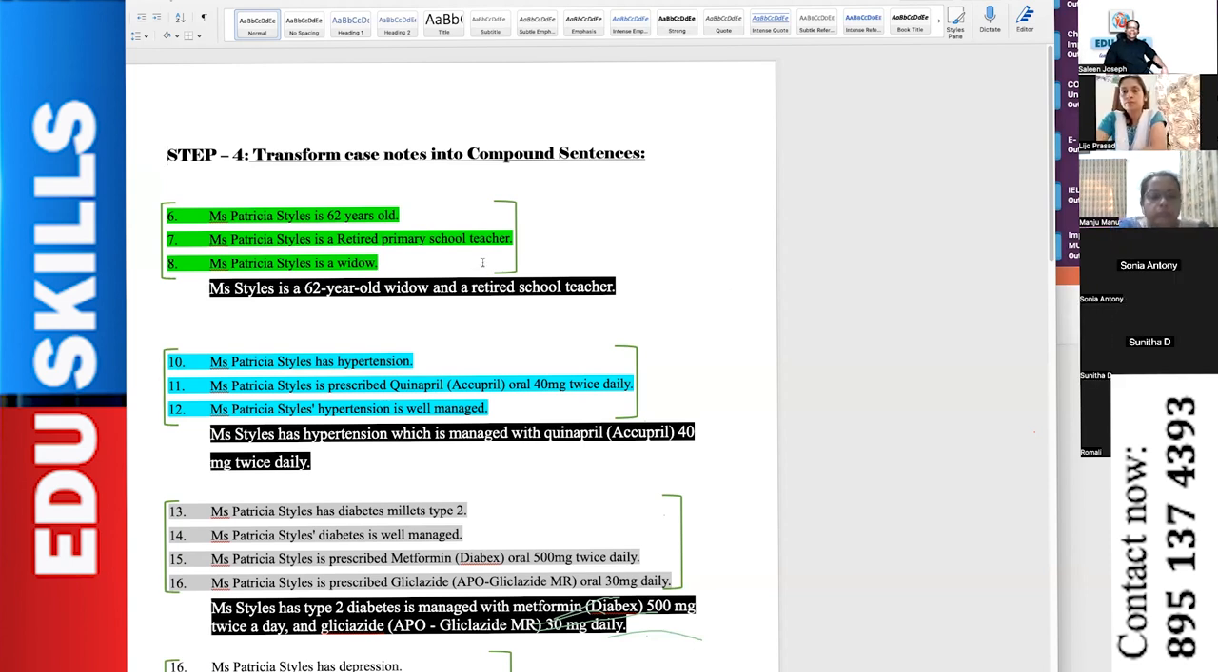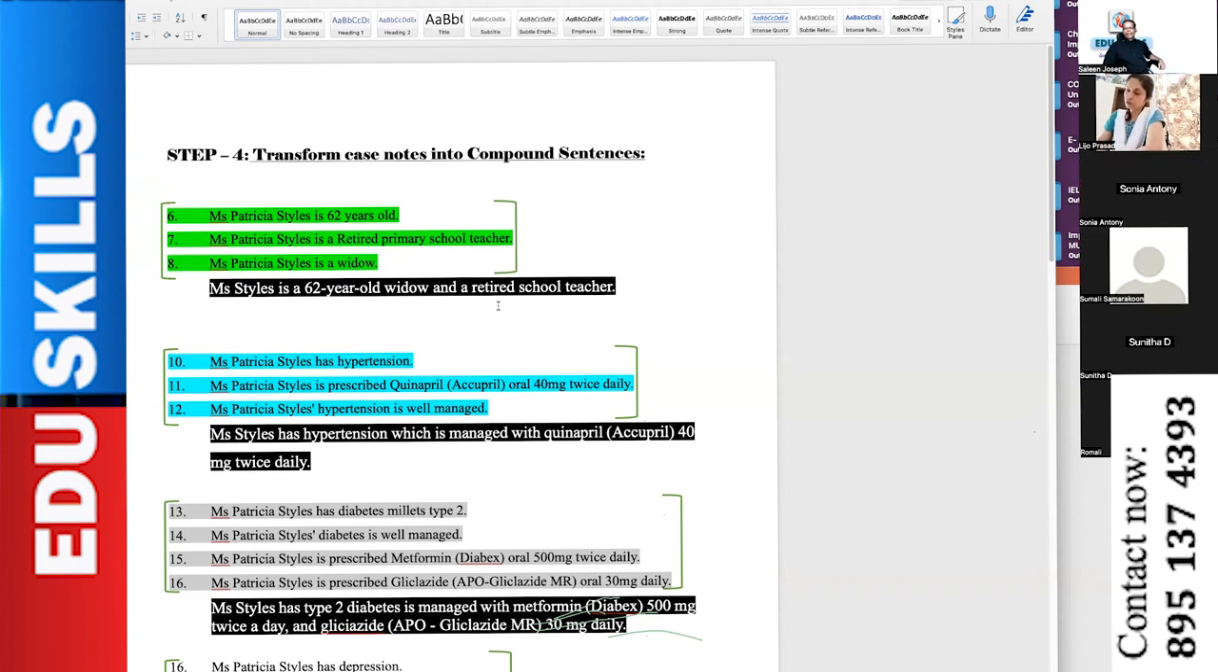Yes, father. Okay, now you see, you need not take all the sentences because the name and all those things you need not combine. So the introductory paragraph I have not taken. Just to show you, I have taken 6th, 7th and 8th. These three things you can combine together. Ms. Styles is a 62-year-old widow and a retired school teacher.